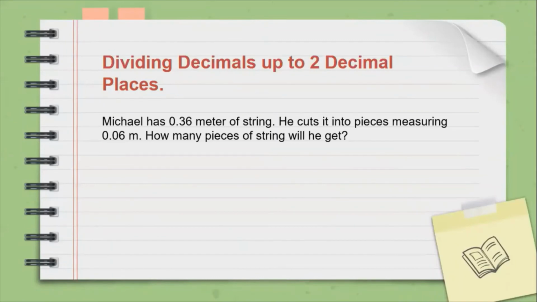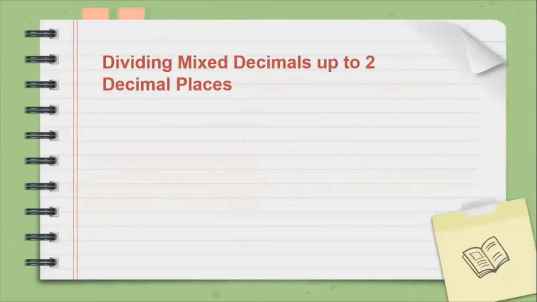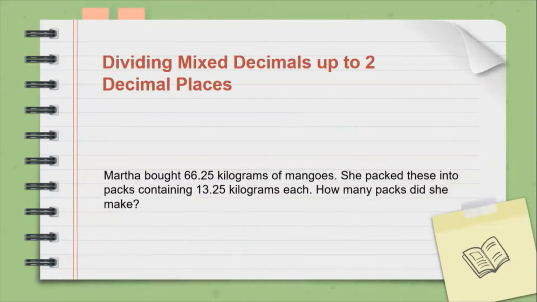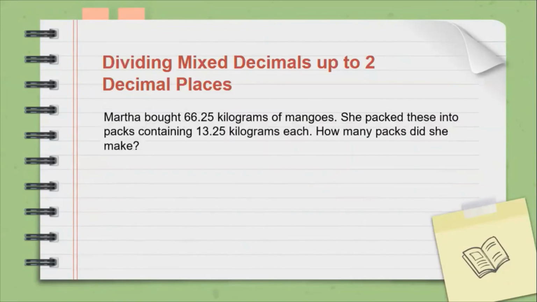Okay, so this time, let us continue our lesson in dividing mixed decimals up to 2 decimal places. So we have here a sample problem. Martha bought 66.25 kilograms of mangoes. She packed this into packs containing 13.25 kilograms each. How many packs did she make?